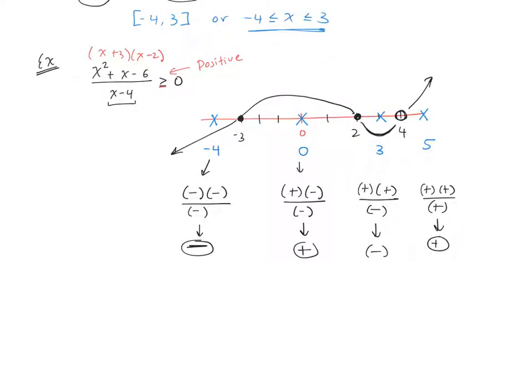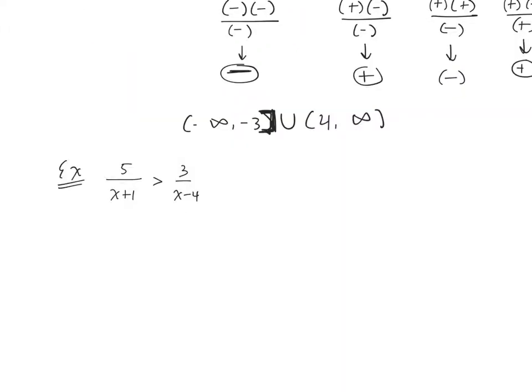Okay, so where is this positive? This is positive from here to here, and also here. So the answer in interval notation is from -infinity to -3, or 4 to infinity, and this is actually a bracket because this is also part of the solution. And that's it for that one. Let's do one more problem.